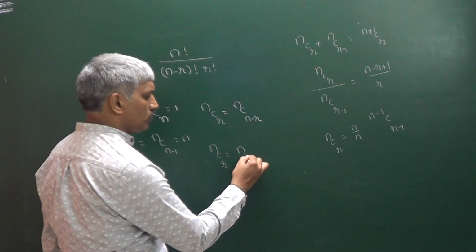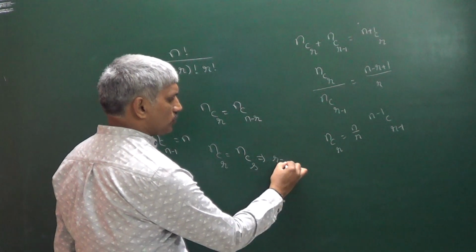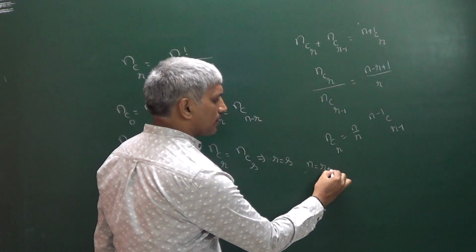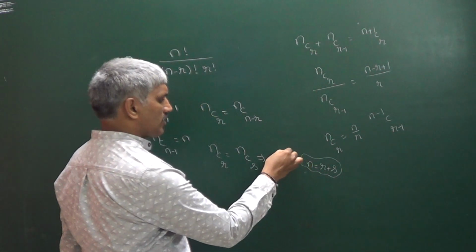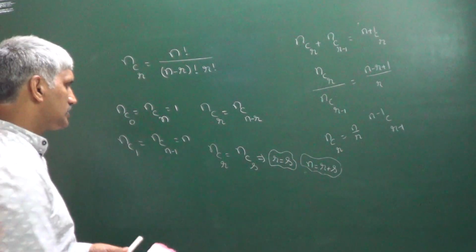And at the same time you also know this particular result. If nCr is equal to nCs, then we can write either r is equal to s, or n is equal to r plus s.